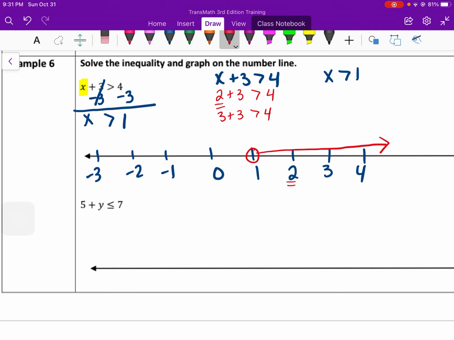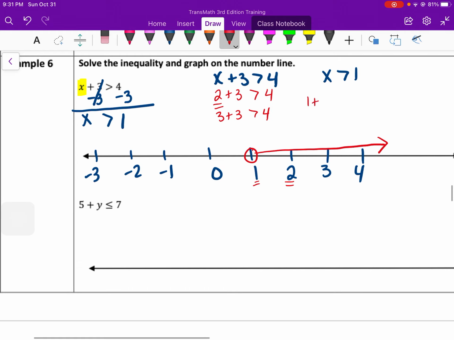So any of these x's to the right of 1 are solutions. The only one that wouldn't work here would be 1, because if you plugged in 1, 1 plus 3 is equal to 4, and 4 is not greater than 4. 4 is equal to 4. So that's why we have that open circle at 1. So those are your solutions.